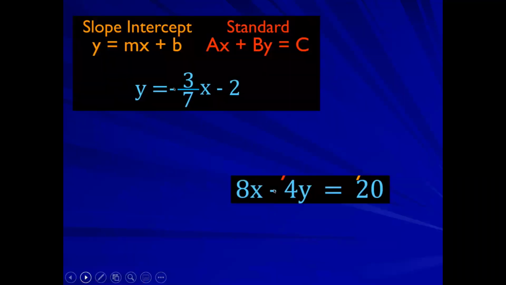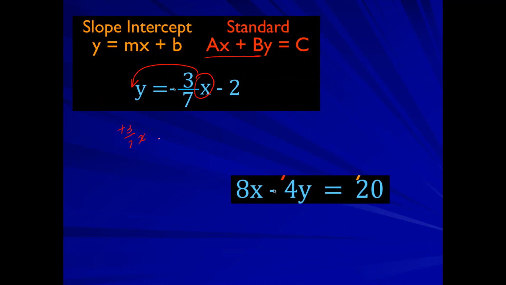Okay, so let's take a look at this. Standard form, remember, is when you have ax and by on the left side. As I look at this, I notice I have an x that I'm going to move over, so I can have ax plus by equals c. If I move that over, that negative becomes a positive 3 over 7x plus y equals negative 2. Well, standard form asks that you do not have any fractions.